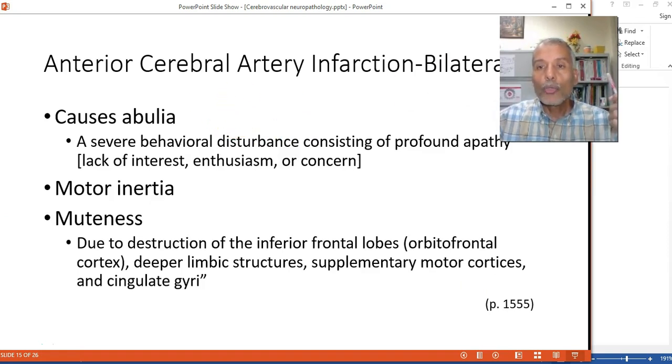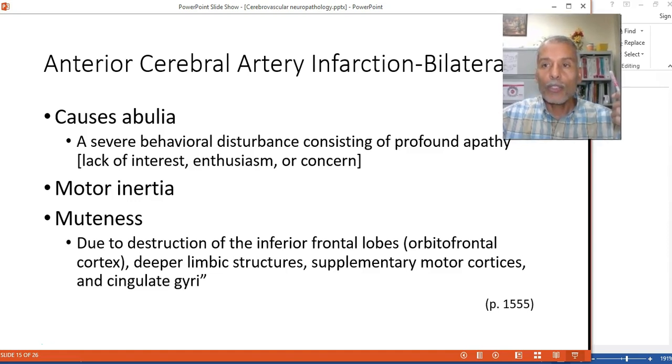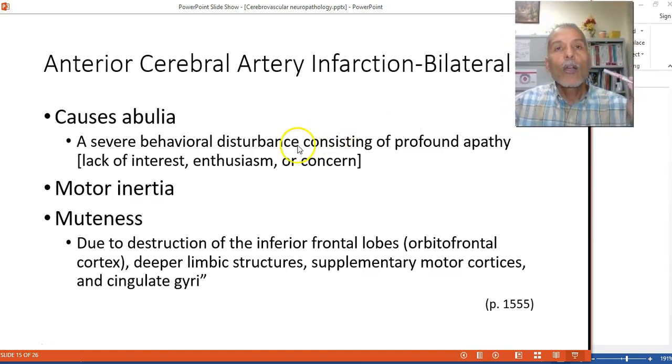So bilateral damage to the anterior cerebral artery, you are speaking about the two sides, causes abulia, which is severe behavioral disturbance consisting of profound apathy, motor inertia, and muteness. Apathy is lack of interest, enthusiasm, or concern. The person basically looks like they absolutely have no motivation to care at all.